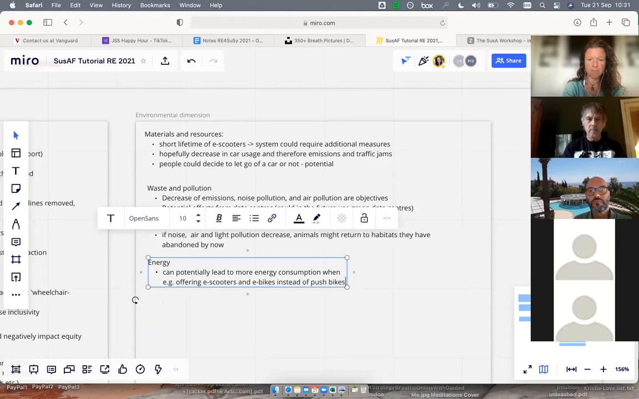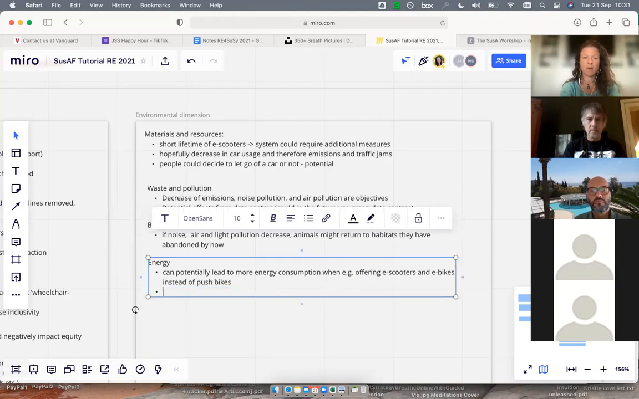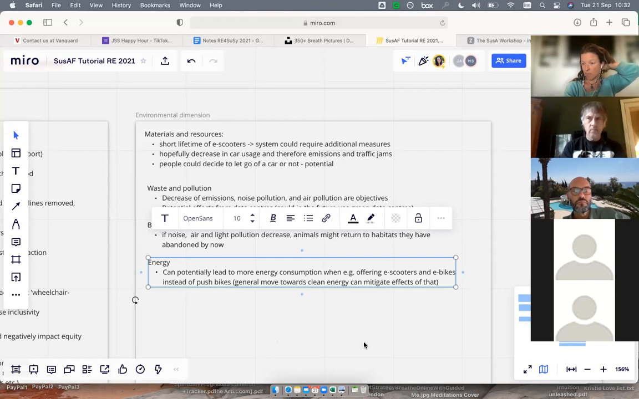Yes, I agree. And that is something that your system does not have an influence on. So we can still say that the general move towards clean energy can mitigate effects of that. The system can still try to highlight certain alternatives, promote the usage of certain alternatives over others. The user can still decide not to use them, but at least there can be that kind of teaching the user that taking a normal bike is better.